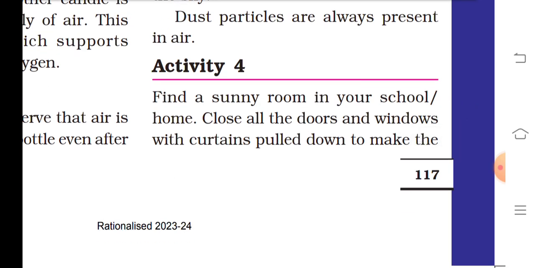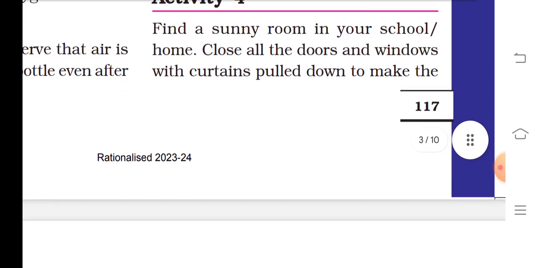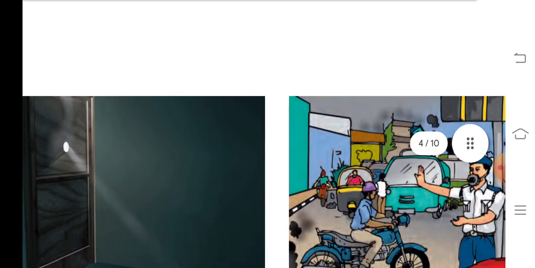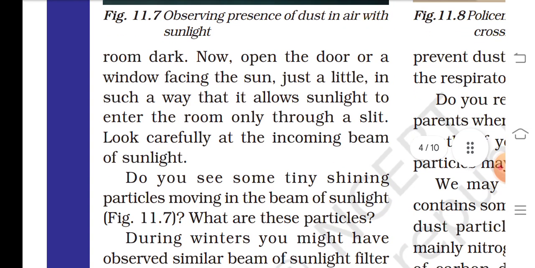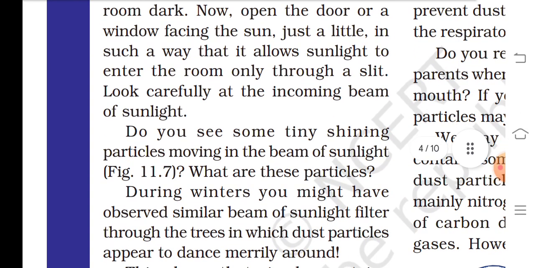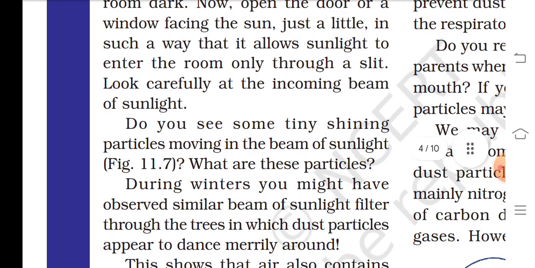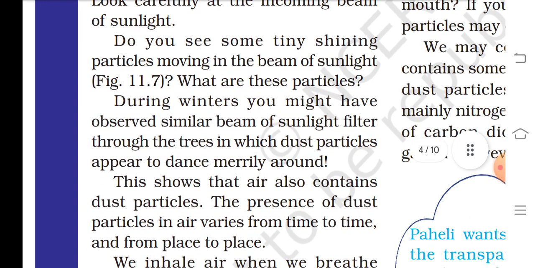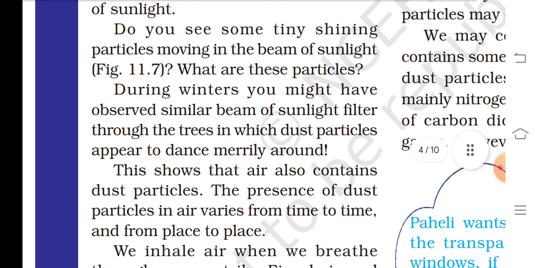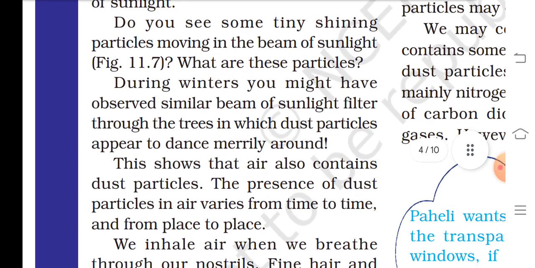Activity 4. Find a sunny room in your school or home. Close all the doors and windows, with curtains pulled down, to make the room dark. Now open the door or a window facing the sun just a little, in such a way that it allows sunlight to enter the room only through a slit. Look carefully at the incoming beam of sunlight. Do you see some tiny shining particles moving in the beam of sunlight?